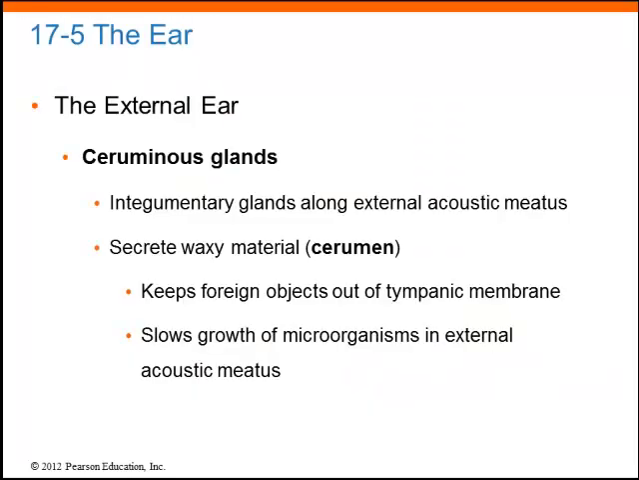Within the external acoustic meatus, there are ceruminous glands embedded in the skin. These are just modified sweat glands that secrete a waxy, bitter substance that helps repel organisms and lubricate the ear canal.